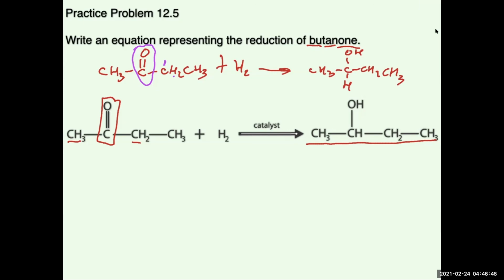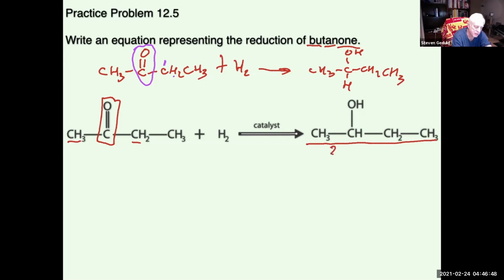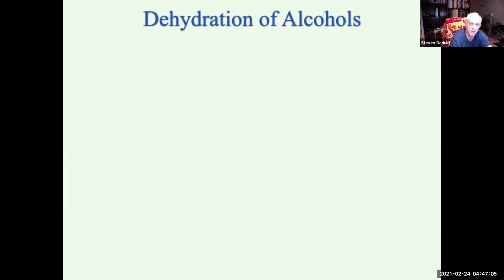2-butanol. Perfect. Why do you have to put the 2 here? To distinguish it from being at the number 1 position. If it was at the number 1 position, you could just say butanol, but this is at the number 2 position. So this has to be 2-butanol. Make sense?